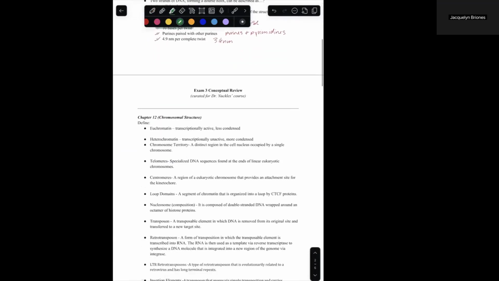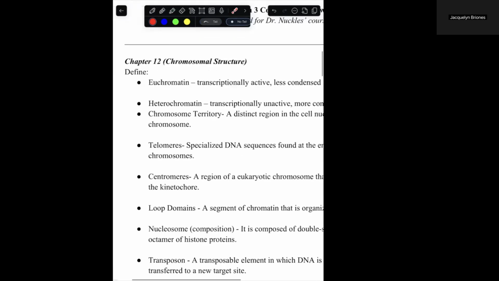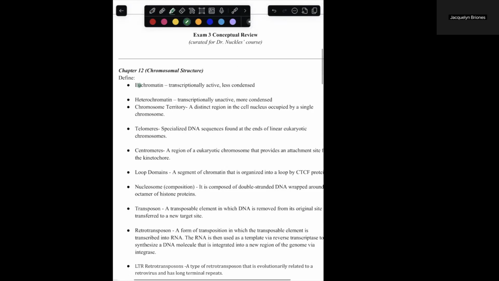Chapter 12. Euchromatin is transcriptionally active and less condensed. One trick I learned is that the U in euchromatin means that you can use it; it's transcriptionally active. Heterochromatin is just the opposite. It's inactive and more condensed.